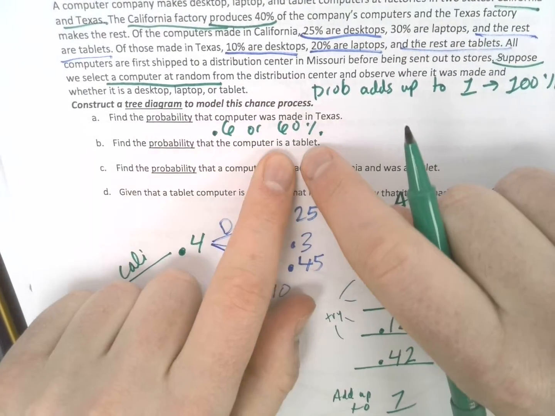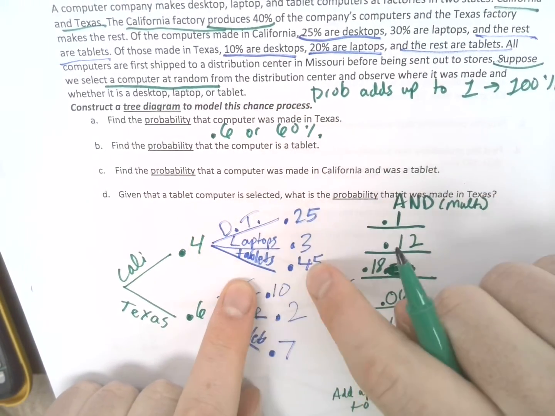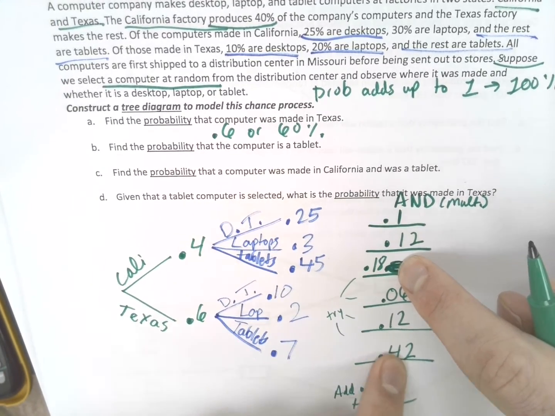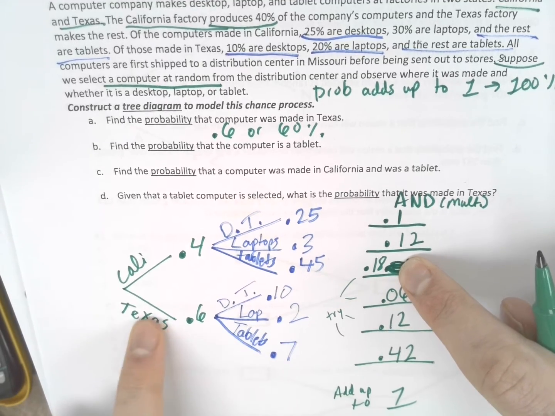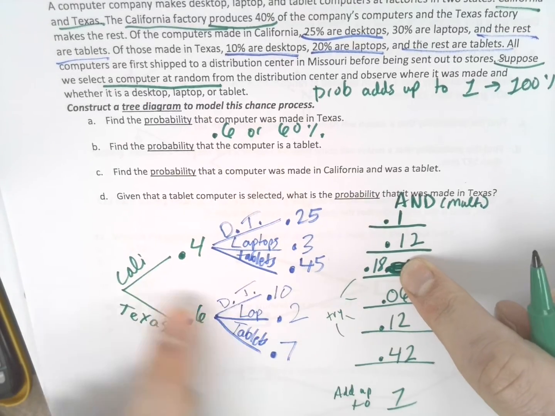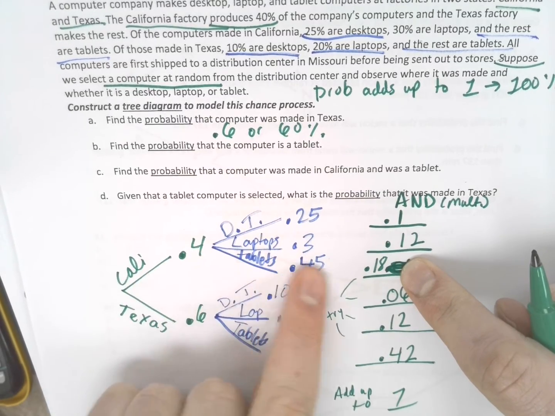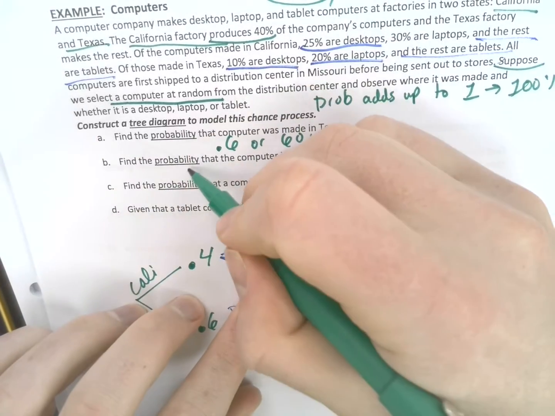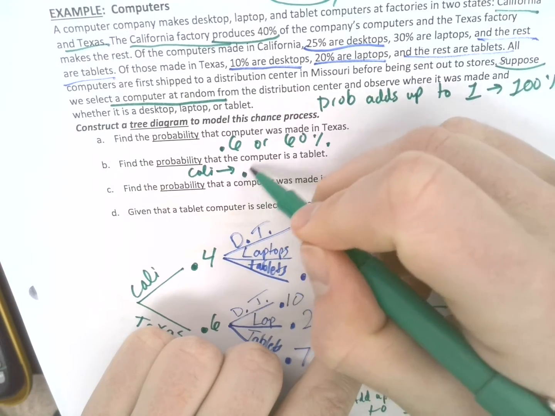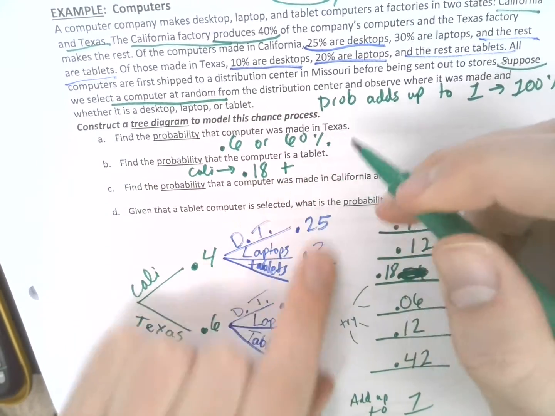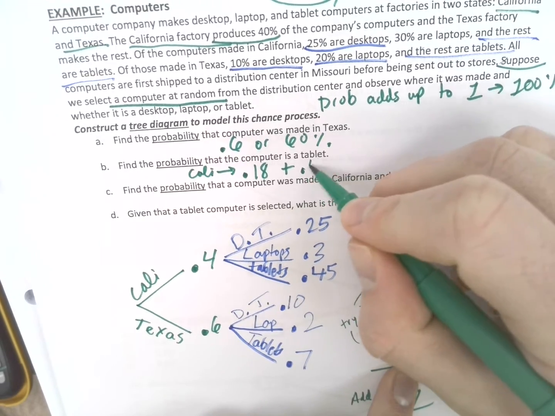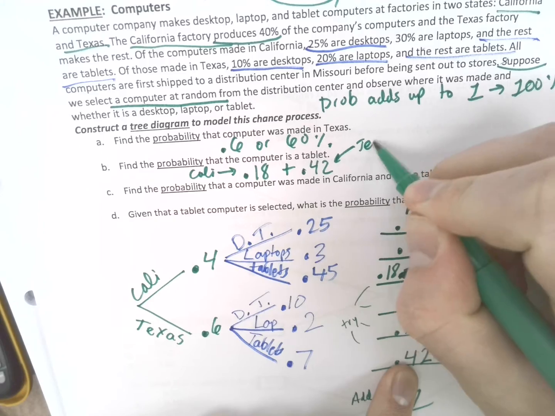How about find the probability that the computer is a tablet? Ooh, here's where we got to be careful. We got 2 sets of tablets here. We got these tablets and we got these tablets. So it looks like the chances of a tablet being made out of Texas are 0.42. The chances of a tablet being made out of Cali are 0.18. So we would say, okay, Cali's going to be 0.18 plus Texas is going to be 0.42.